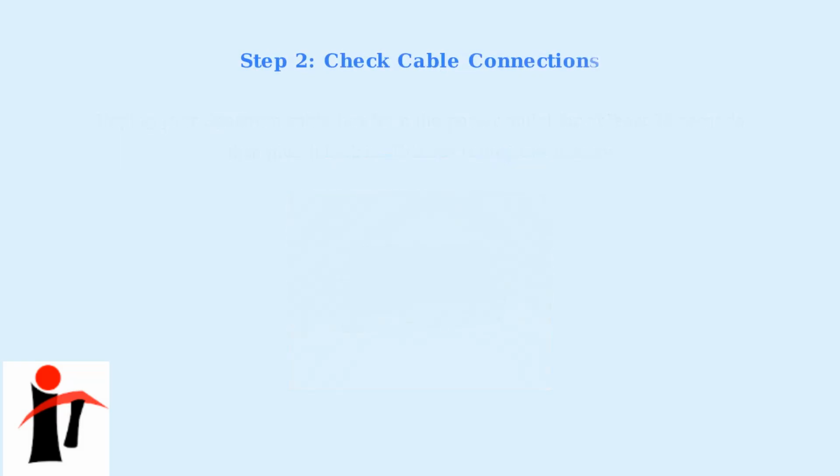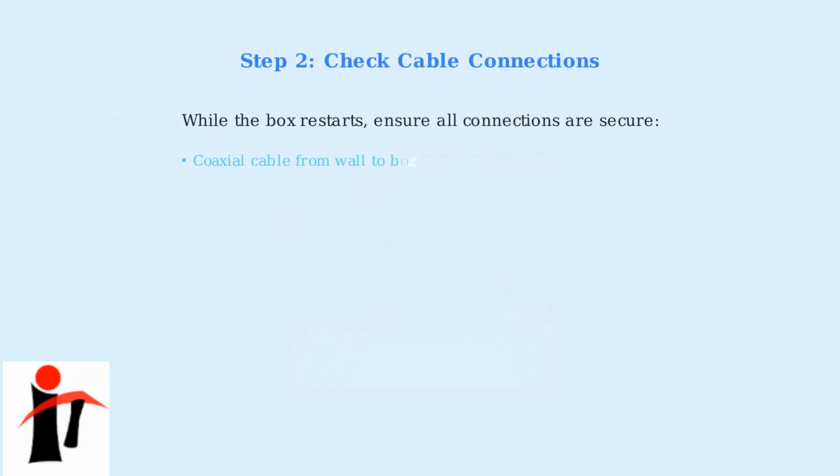While the box is restarting, check all cable connections to ensure they're secure. Verify the coaxial cable from the wall outlet to the box and confirm the power cable is firmly plugged into the outlet. Loose connections can cause the communication loss.